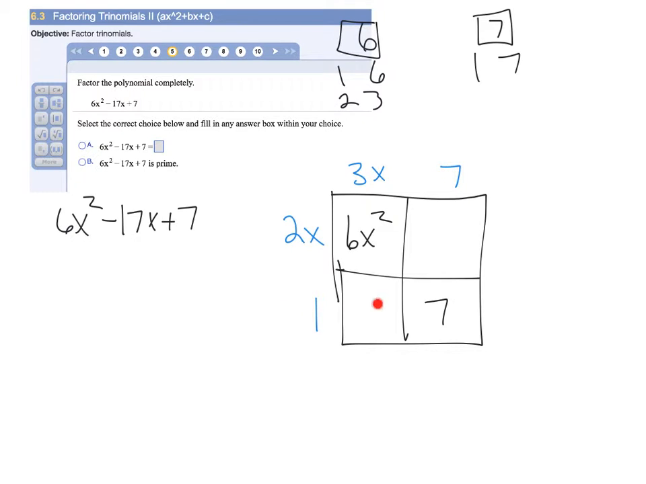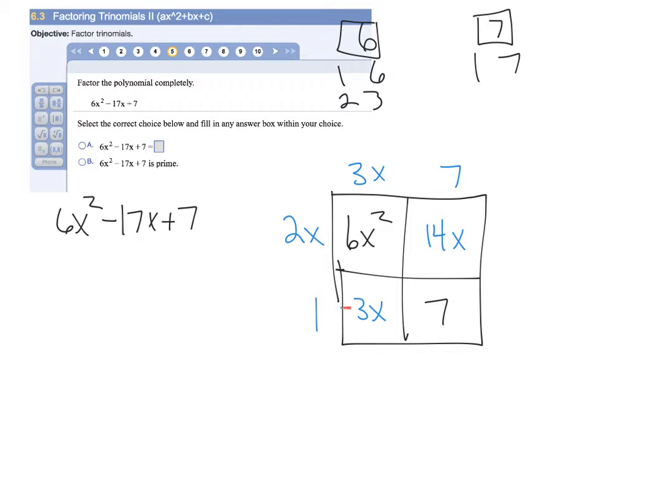Now, when we multiply, I get 3x here, I get 14x here. You notice I'm not even worrying about the negatives or anything. I'm just dealing with the numbers as they are, because I know the first term is going to work out, 6x squared, it's right there. And then the 7, it's going to be right there. Now I'm going to look at these middle terms, and I'm going to say, using these middle terms, can I get negative 17? And the answer is yeah.